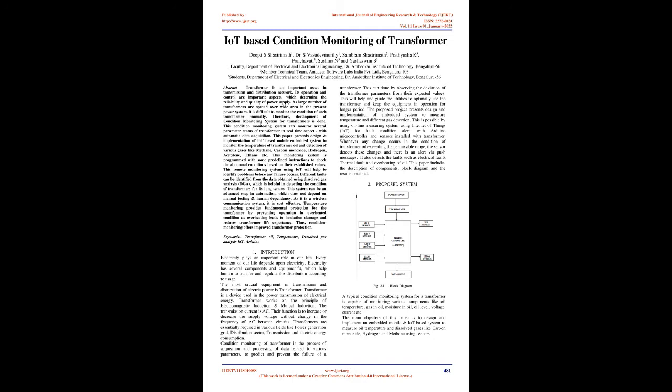This paper presents design and implementation of an IoT-based mobile embedded system to monitor the temperature of transformer oil and detection of various gases like methane, carbon monoxide, hydrogen, acetylene, ethane, etc. This monitoring system is programmed with some predefined instructions to check the abnormal conditions based on their established values. This remote monitoring system using IoT will help to identify problems before any failure occurs.